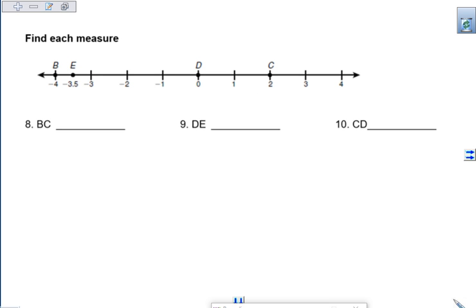Our next 3, we are finding each measure. The first one is BC. How do we find the length of BC? The absolute value of -4 minus 2. And -4 minus 2 is -6, and the absolute value of that is 6. Because remember, distance and length are always positive.